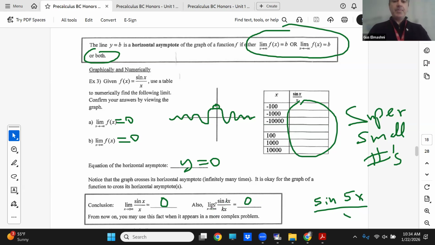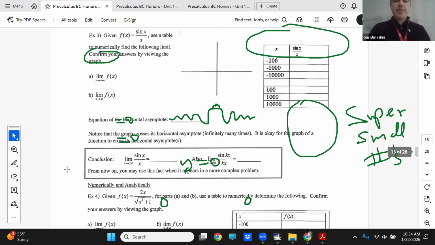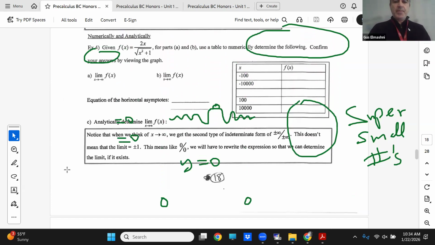So questions? We good? Okay. Just think numerically what's happening and look at the graph. That's really the best way to understand that. So let's keep moving.